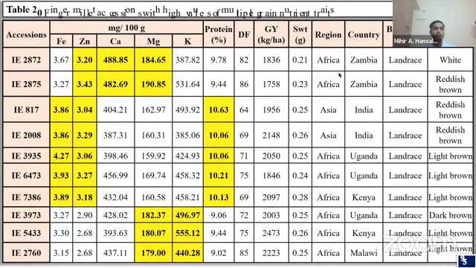Based on this analysis, researchers divided the top 10 accessions based on multiple grain nutrient content. Then 2872 and 2875 show the highest zinc, calcium, and magnesium. Then accessions 817, 2008, 3935, 6473, and 7386 show the highest iron, zinc, and protein percentage. And accessions 3973, 5433, and 2760 show the highest magnesium and potassium.